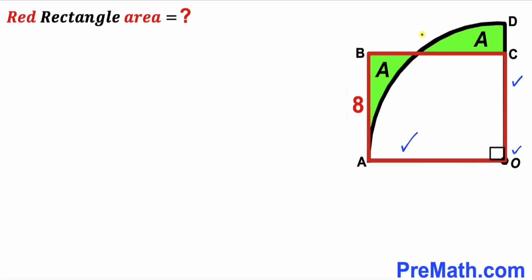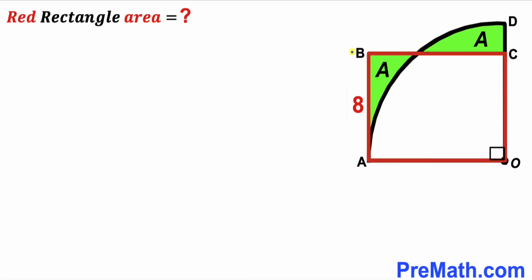In this video, we have this red rectangle OABC and this quarter circle with the center O put together, as you can see in the given diagram, such that we get these two green shaded regions. The area of this green shaded region is represented by uppercase A, and likewise the area of this green shaded region is also uppercase A. In other words, the area in both of these green shaded regions is the same.